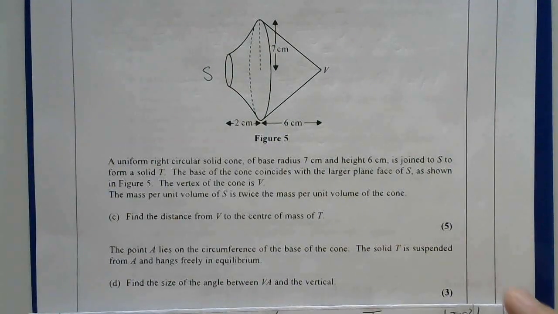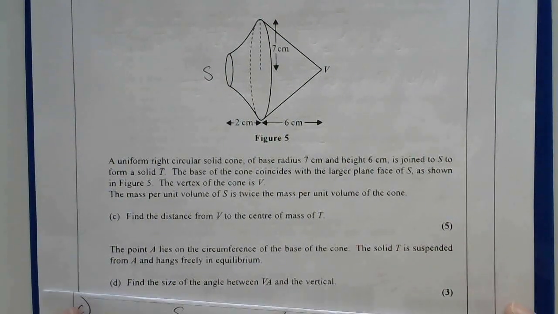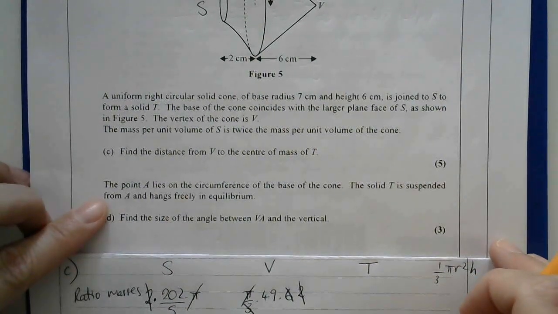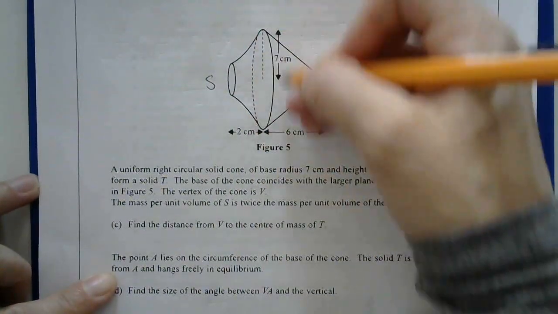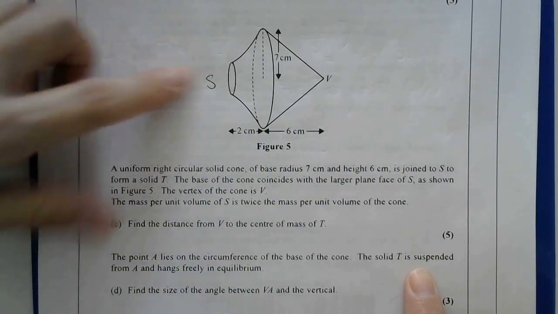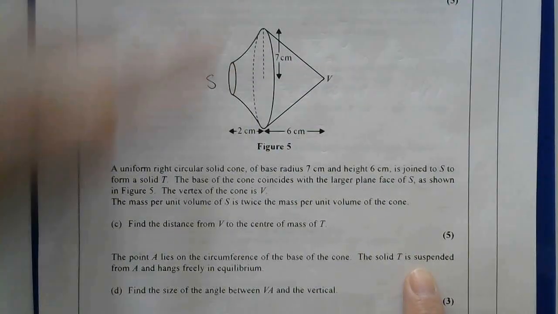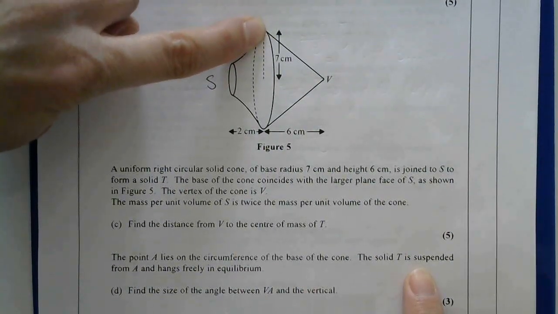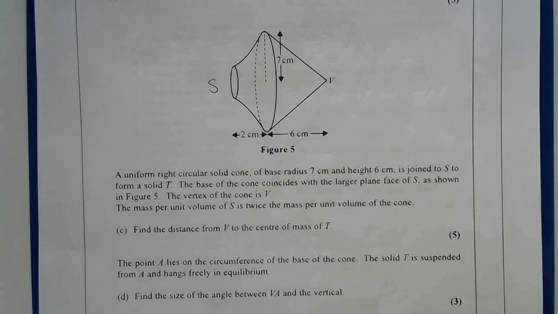And now I'm going to try the last bit. So, last bit. Point A lies on the circumference of the base of the cone. So here's the cone, so it's somewhere on this circumference. The solid T, so that was the whole thing, is suspended from this point on the cone and hangs freely in equilibrium. Find the size of the angle between VA, so V and this point on the circumference, and the vertical. So here I can just draw a little picture to help myself.